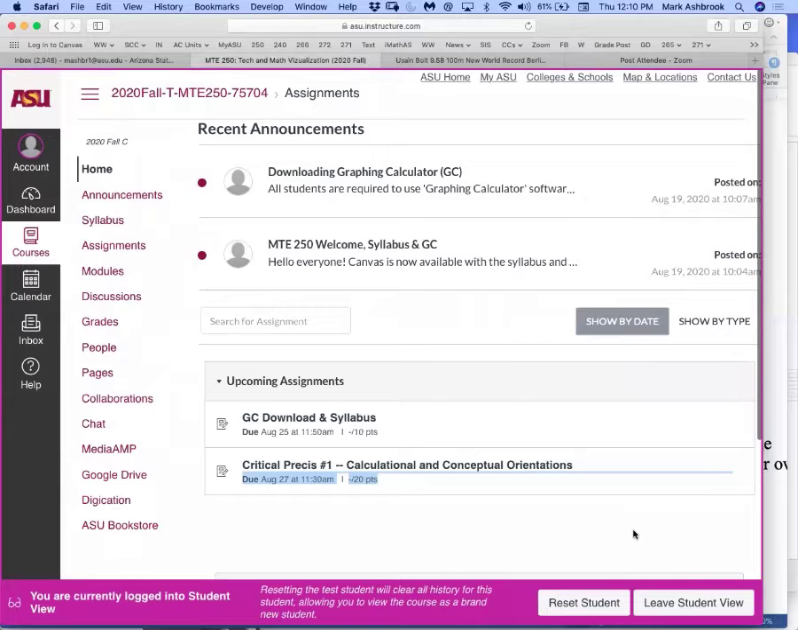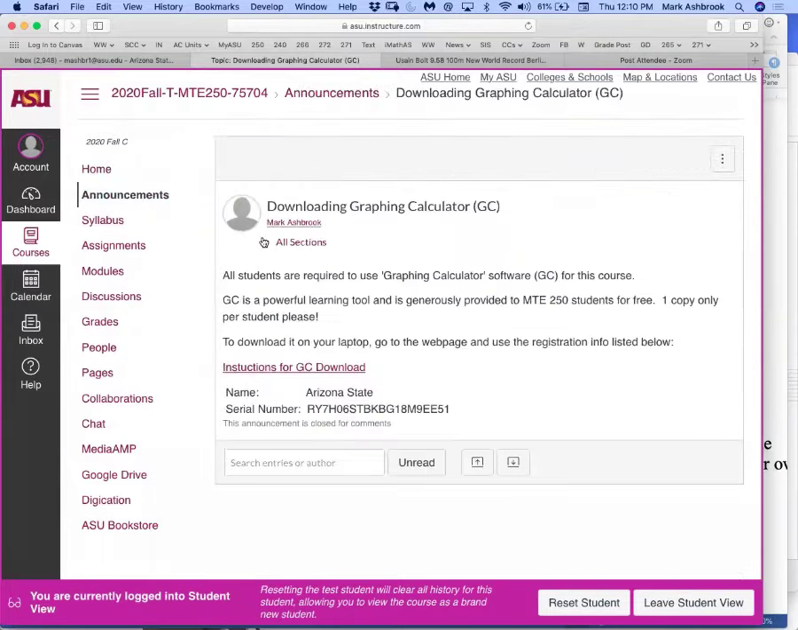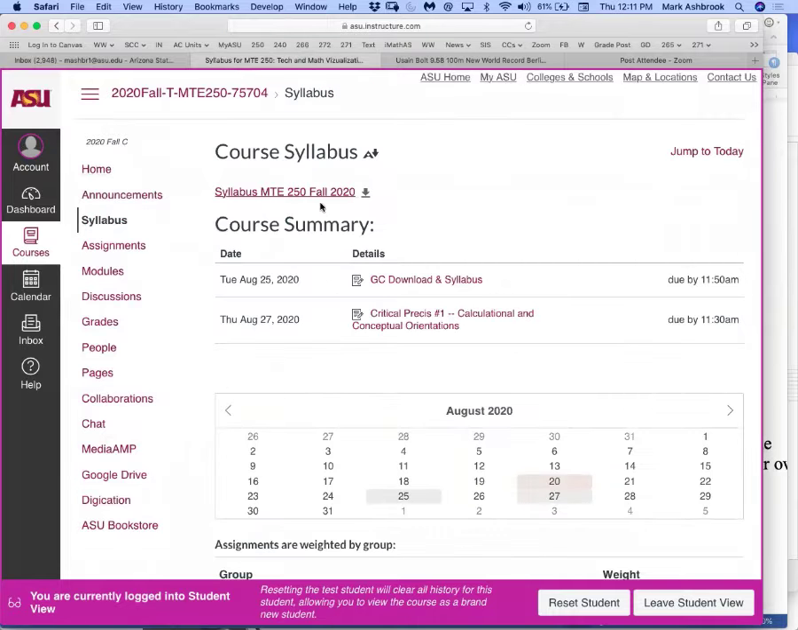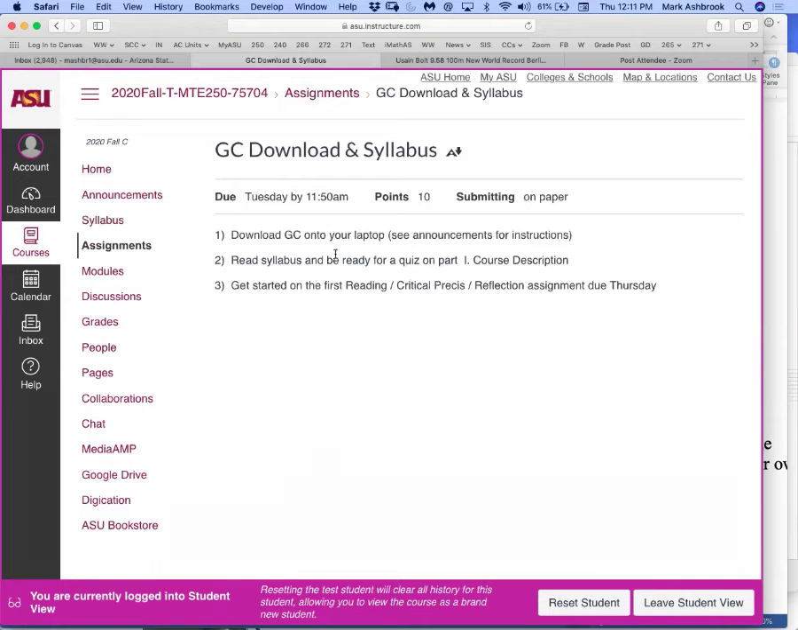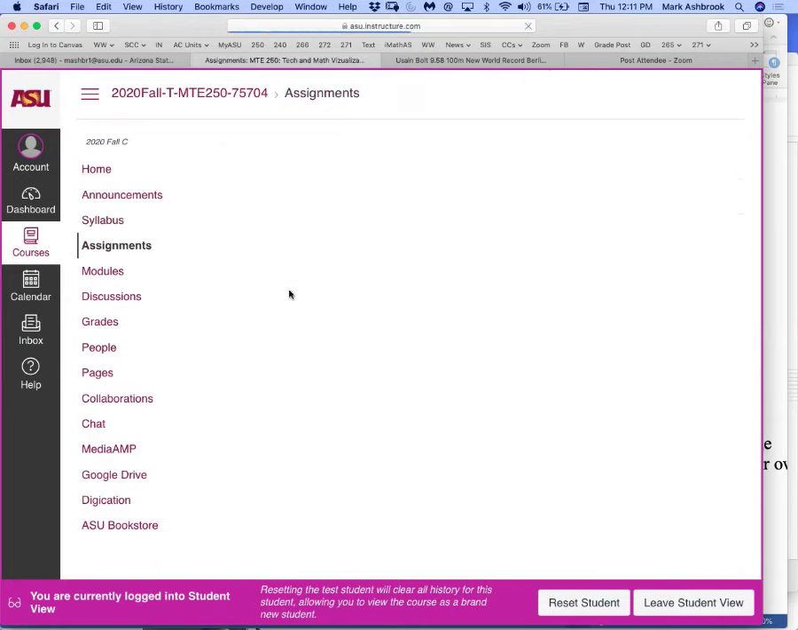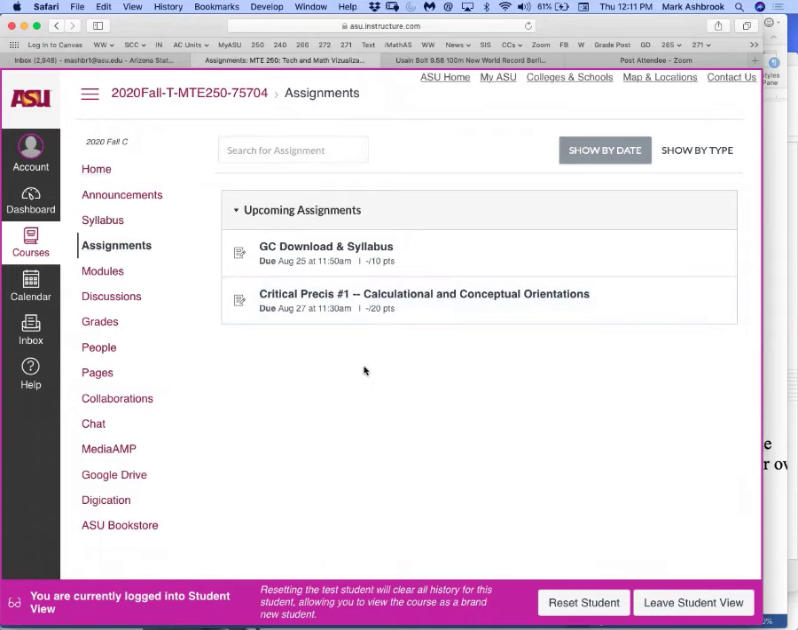So here's what Canvas looks like right now. Here's the announcement for how to download GC if you haven't already. Okay. And the syllabus is posted. And you have 2 assignments, and this is the summary for what's due coming up. Download GC, read the syllabus, be ready for the quiz, and then get started on the critical précis. And the critical précis is basically a Reader's Digest version of another article. So you're going to read that article, and you're going to condense it down and write a shorter paper that hits all the main points.